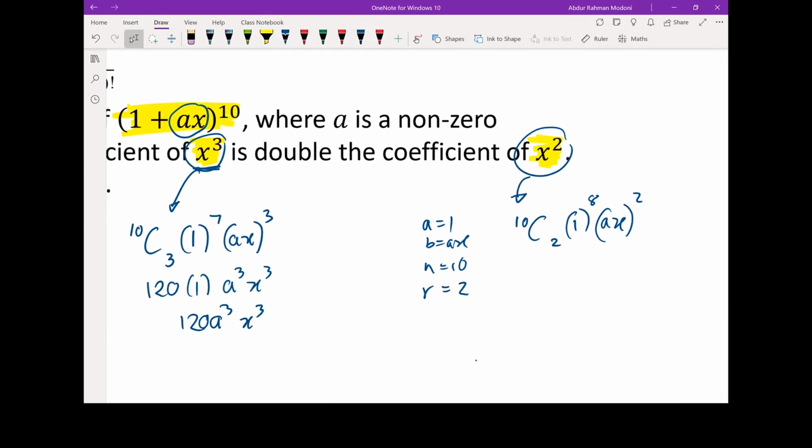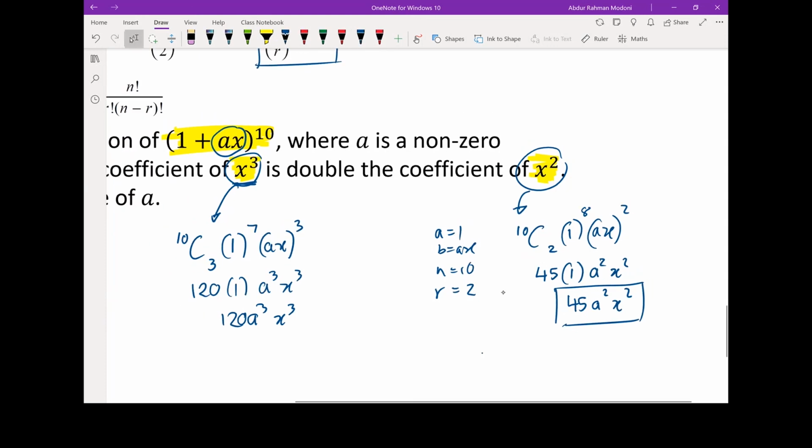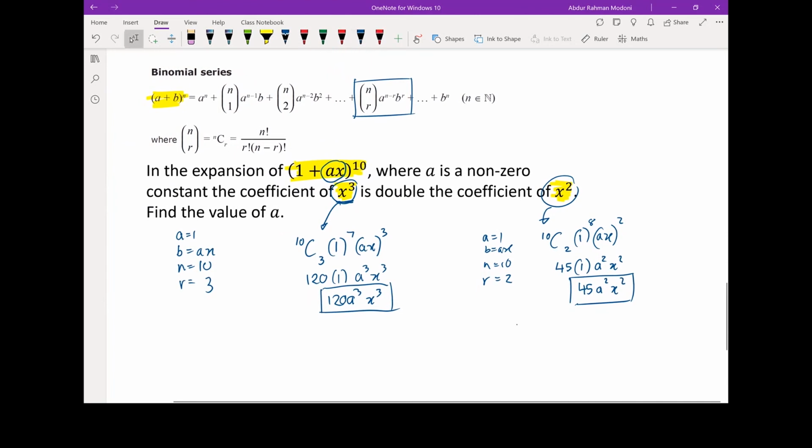Tidy this up a bit. So we would work out what 10C2 is, which is 45. 1 to the power of 8 is still 1. And (ax) squared is the same as a squared x squared. Tidy that up: 45a squared x squared. So there's my x squared term, and here is my x cubed term, which was mentioned in the question.